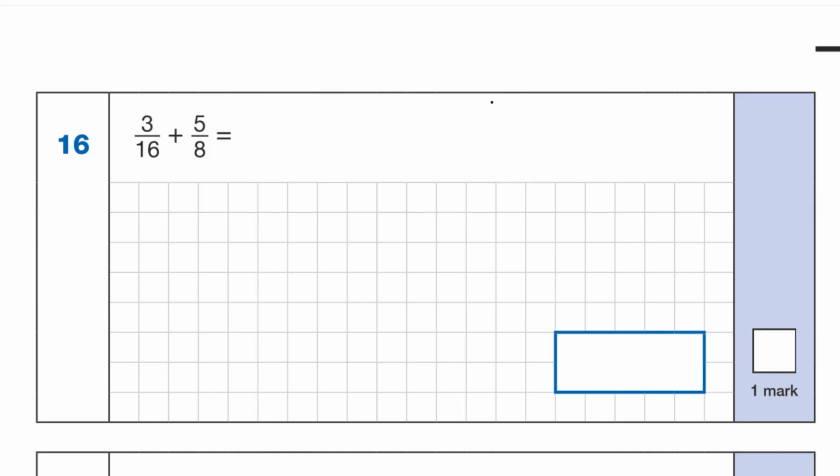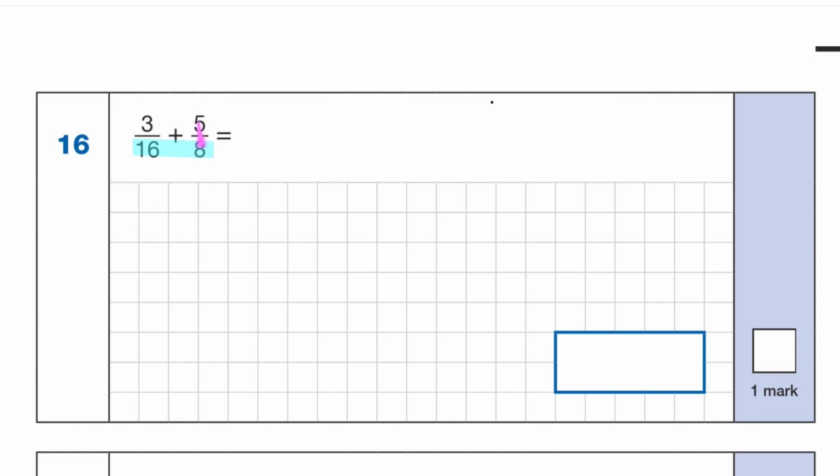Question 16, 3/16 plus 5/8. Okay, we've got another fraction question here. The arithmetic paper is usually full of fraction questions. First thing to note is we're adding, so we need our denominators to be the same. So my first step is always to check if the smaller denominator can be converted to the bigger denominator. So can I change 8 to 16? Yes, I can. 8 is a factor of 16. 16 is a multiple of 8.